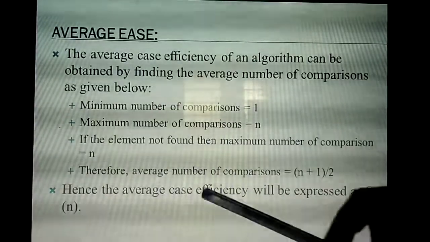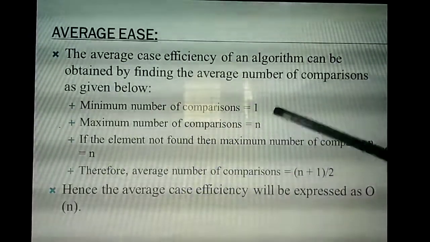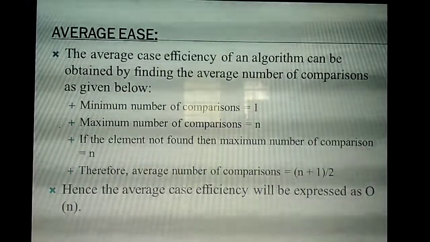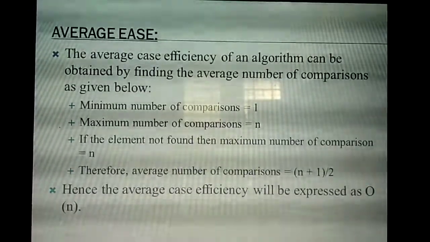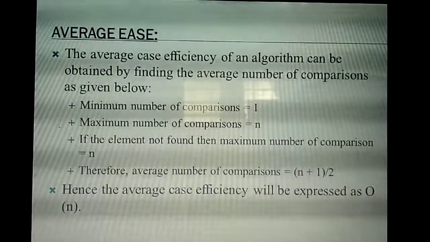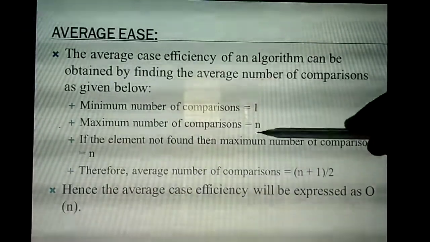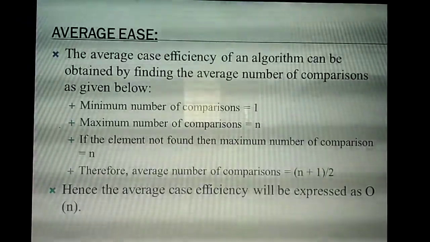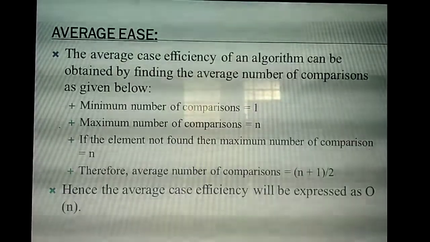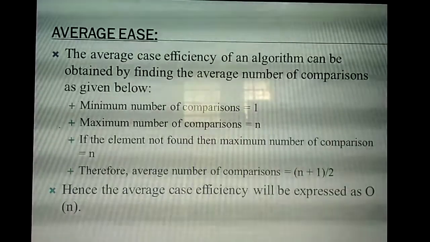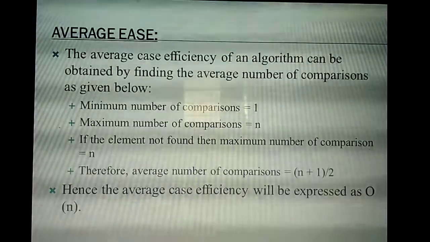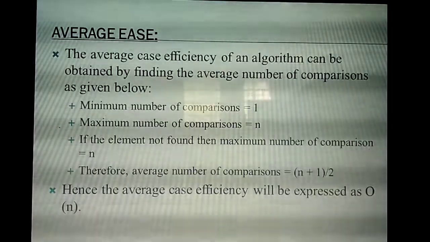If we have this minimum and maximum, the average number of comparisons you calculate is n plus 1 divided by 2. What's the formula for the average number of comparisons? N plus 1 by 2. We add the minimum number of comparisons plus the maximum and take half. That is n plus 1 by 2. Understand? You have studied 3 cases. This is a very, very important question. Asymptotic notations, big O, big omega, big theta, then best case, worst case and average case, very, very important.